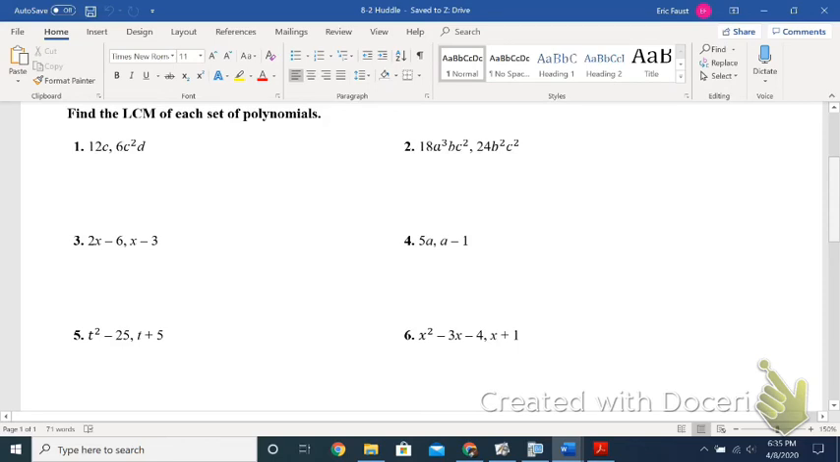5 is going to be t plus 5, t minus 5. And 6 is x minus 4, x plus 1. So both of those last two are kind of weird because the first polynomial factored was just the answer. But it's because the t plus 5 and the x plus 1 were already accounted for because of the factoring.